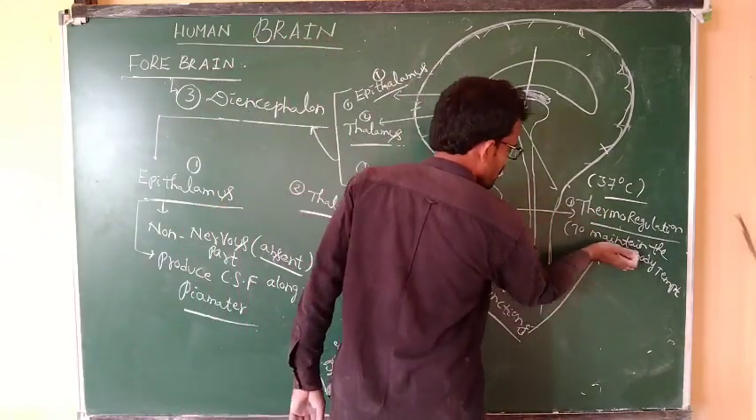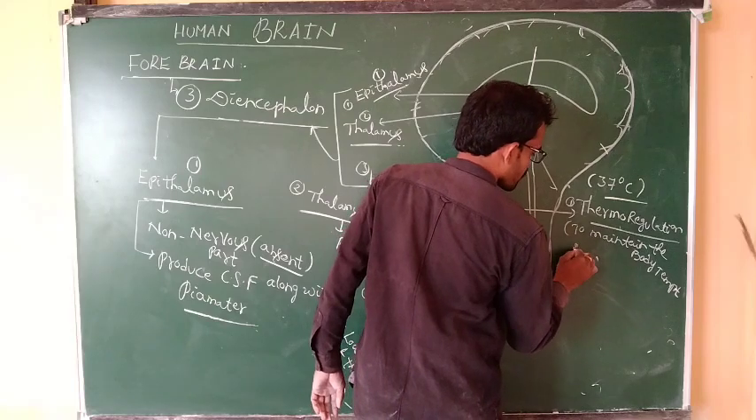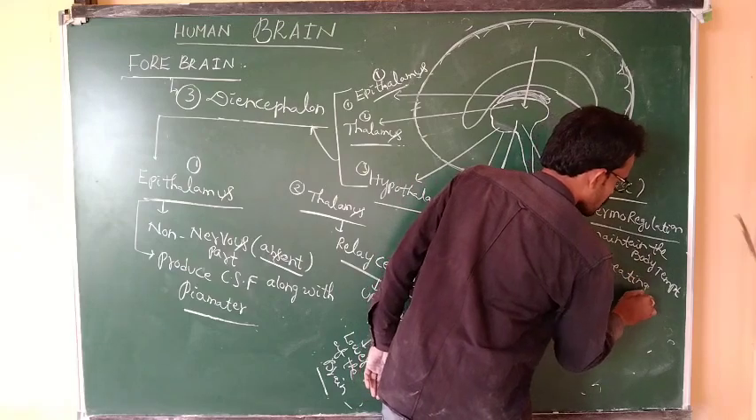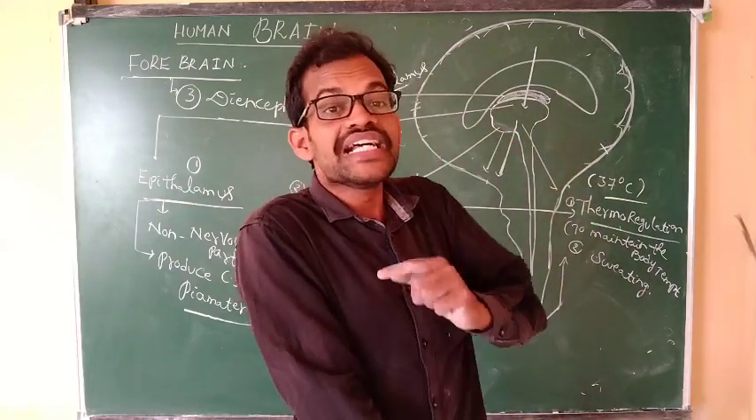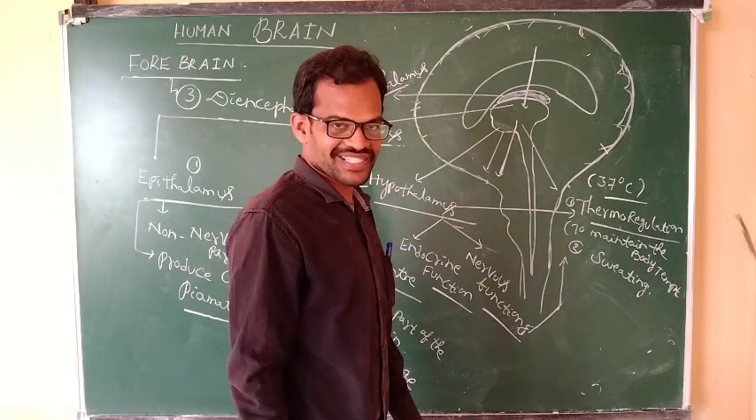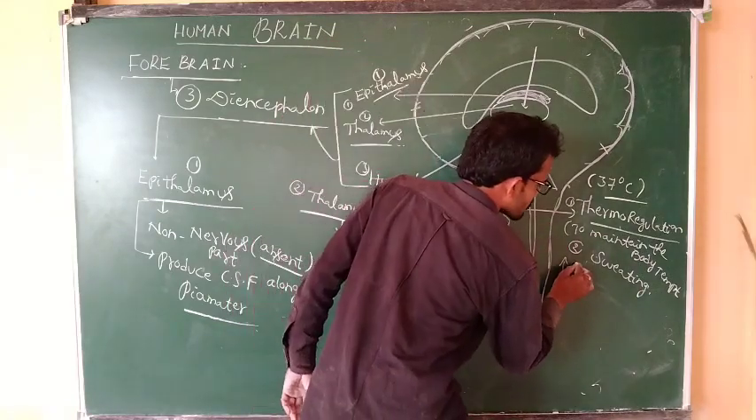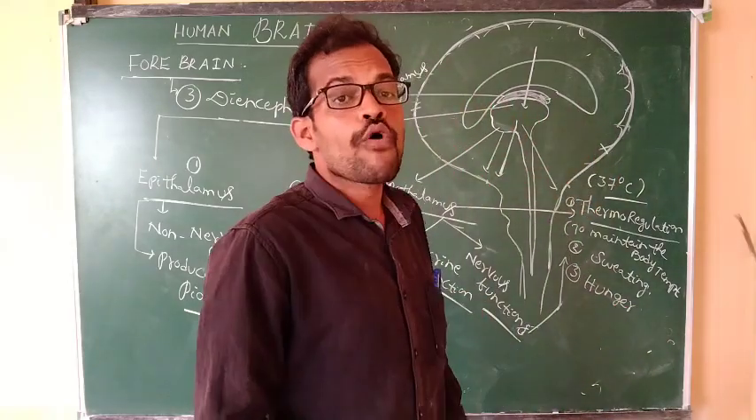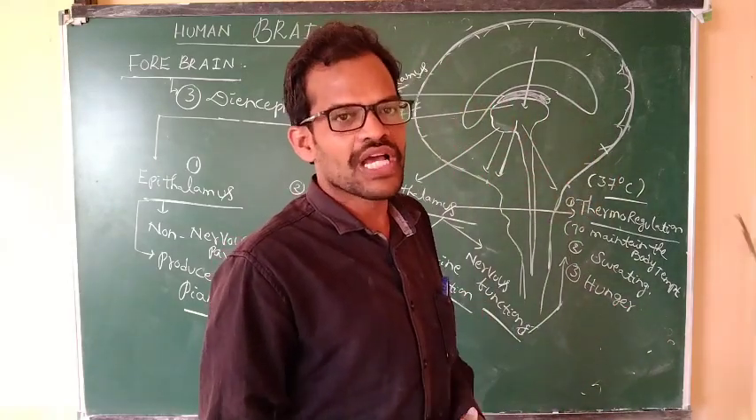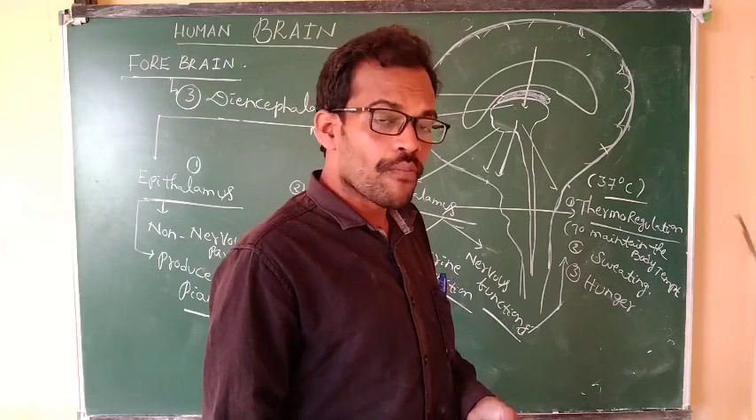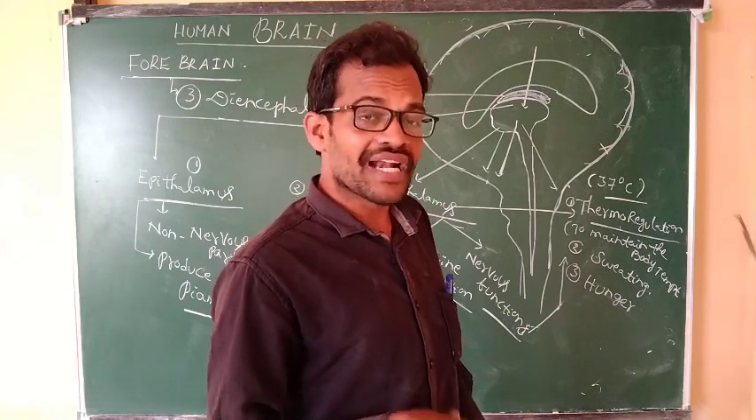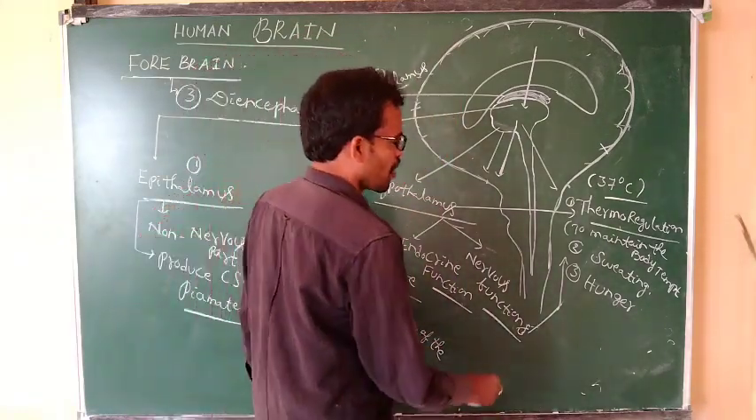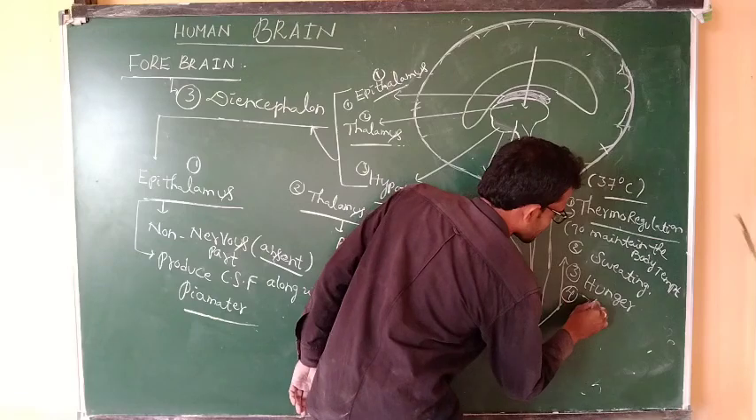What is the second function of the hypothalamus? Sweating. Our body produces sweating because of the hypothalamus. What is the third function? Hunger. Hunger is felt at 12 o'clock, 12:30, 1:30, 2 o'clock, morning, afternoon, evening and night. Hunger levels are controlled by the hypothalamus, and also the thirst center.